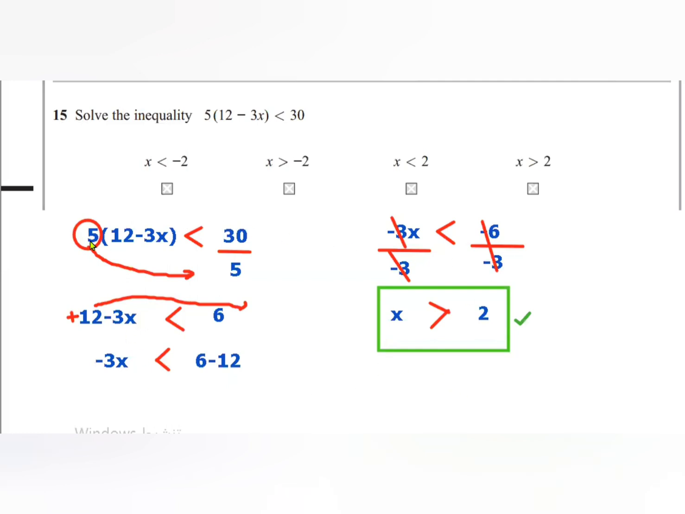First thing we did, we took this 5 here by dividing because it's multiplied. We divided these, we got 6. And then we took the 12 to the other side by negative because it's positive. And then we end up with negative 3x smaller than negative 6. We divide by negative 3, both sides. We end up with x here, and 2 here. We flip the sign because we divided by a negative number. It means that x is bigger than 2. And this is the final answer. Focus on inequalities because they need steps to follow, and you have to understand them to get the right answer.